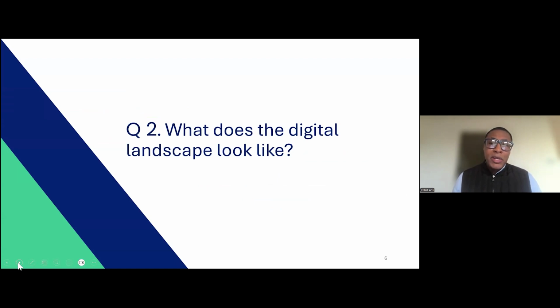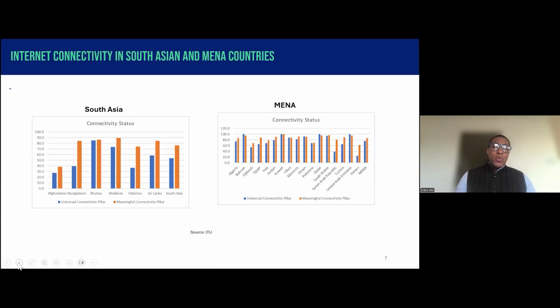Now, looking at the question of the digital landscape, we use data from ITU on connectivity status, where we look at the universal connectivity pillar. That looks mainly at individual access to the internet, home access, and mobile broadband, and we're seeing that in South Asia it's really below 80%. When we look at the meaningful connectivity pillar, and at how many people really have access to the internet, it's really below 60%, or for some countries even way less, when we look at Afghanistan or Bangladesh or even Pakistan.